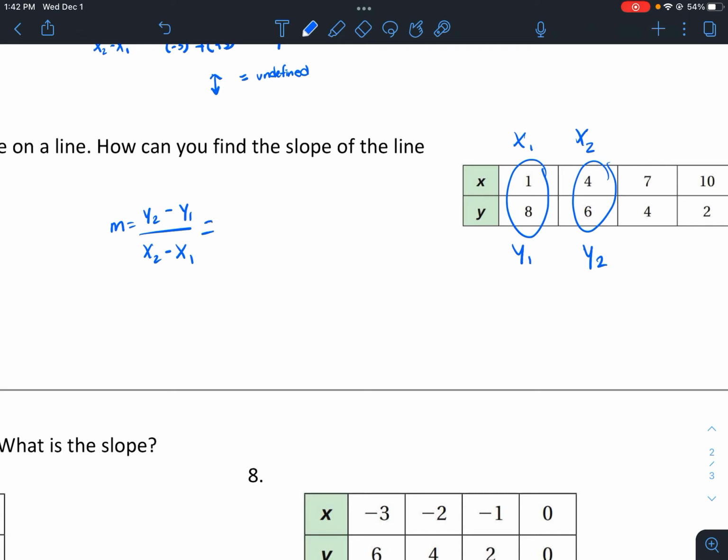And then from here, it's plug and chug. y2 is equal to 6, y1 is equal to 8, x2 is equal to 4, x1 is equal to 1. You subtract these two, so 6 minus 8 is negative 2, 4 minus 1 is 3, so the slope of my line is negative 2 over 3.